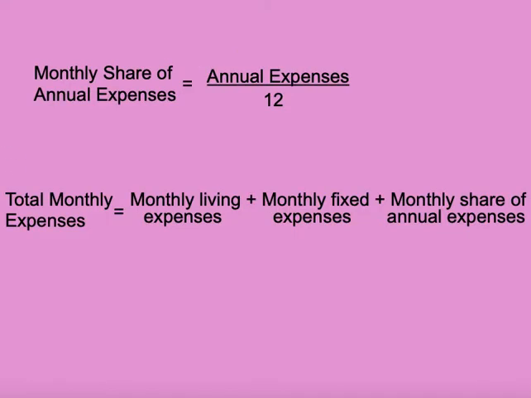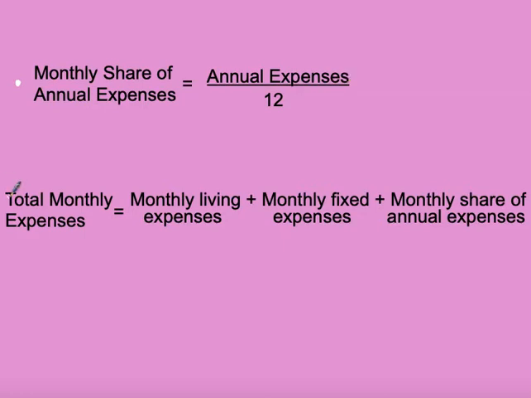Okay, so let's look at some of our formulas that we're going to need to use. Our first is the monthly share of the annual expenses. So like I said, even though we're not paying this bill every month, we have to put this money away. So what we do is we take the annual expenses and we divide those expenses by 12. And then that money needs to be set aside every month. So when that payment comes due, you have enough money in your account to pay it.